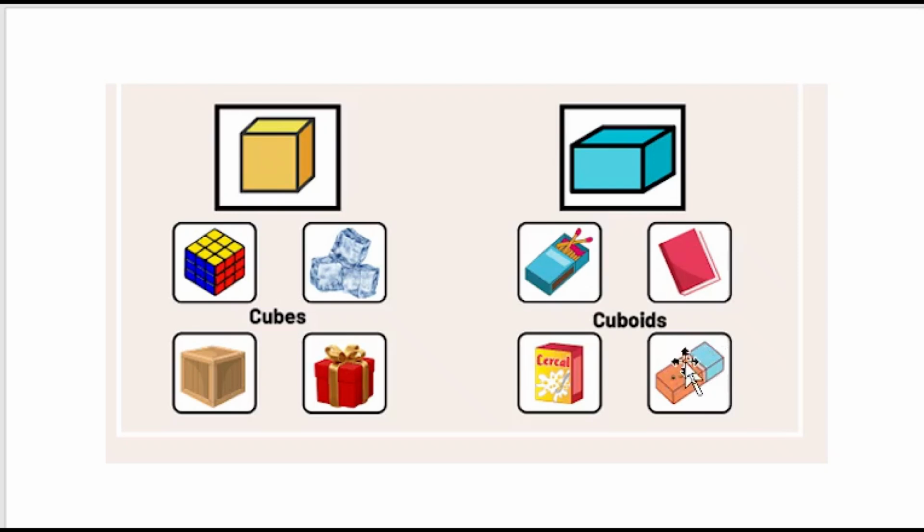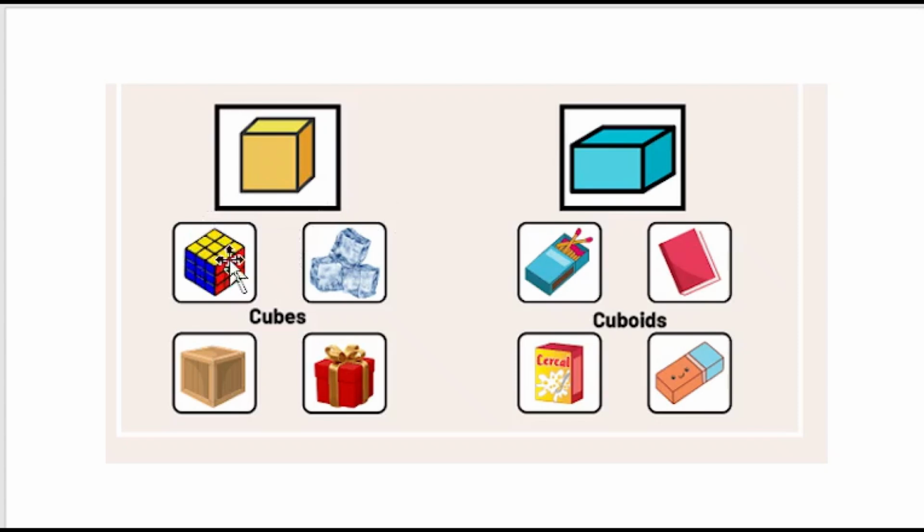An eraser is a cuboid. A matchbox is a cuboid. A book is a cuboid. Most boxes are cuboid in shape. And this is a pack of anything, a cardboard packet. We call a cardboard pack of anything a carton. That's a cuboid. And there's a Rubik's cube.